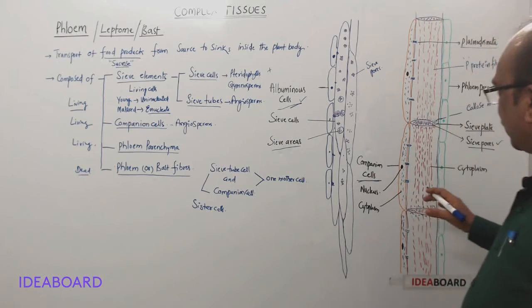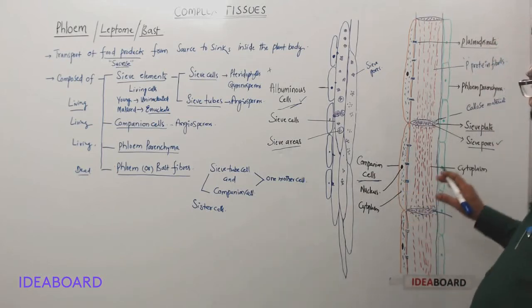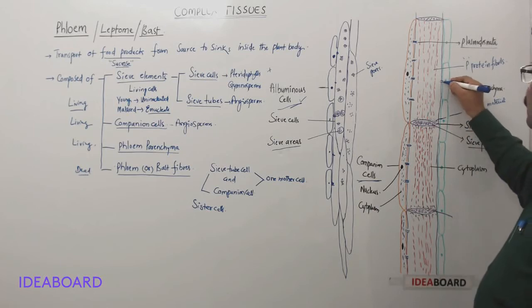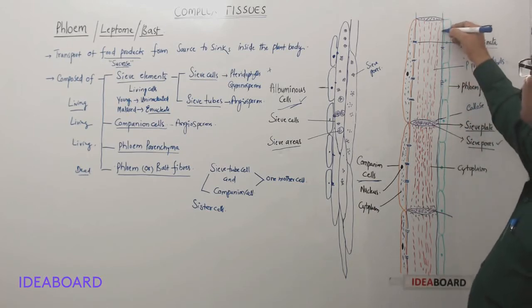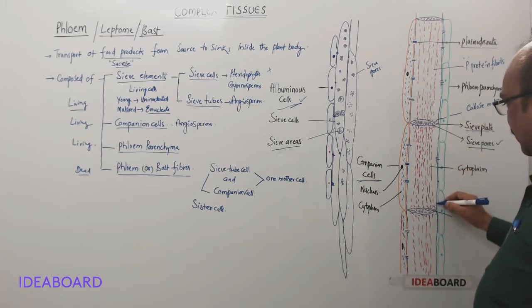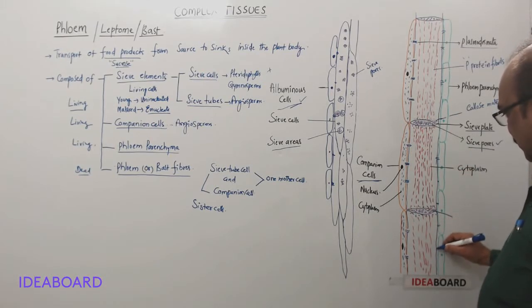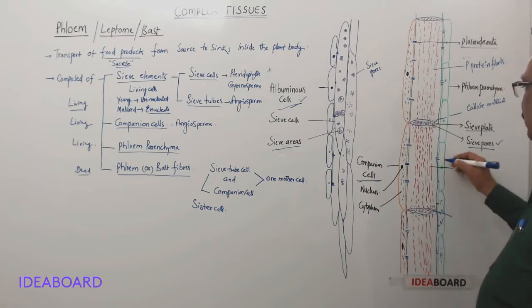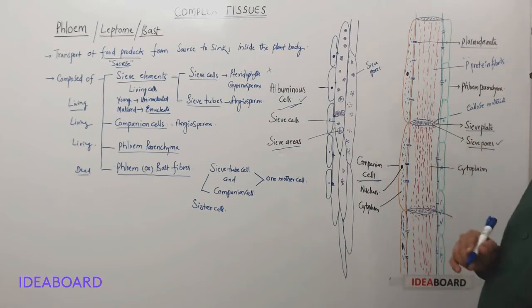Now we can see the parenchyma which is present here, called phloem parenchyma. These phloem parenchyma cells are also connected to these sieve tube cells through plasmodesmata. They are living cells, thin walled cells, and they have cytoplasm and nucleus, everything. And what is the function of this parenchyma? Storage of food materials.